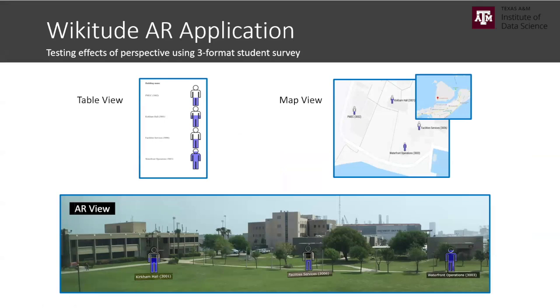So this is what those table, map, and AR views look like for the survey. This was our first location. This quad here actually doesn't look like this anymore. They're building a new engineering building. It's like right here. I think it's going to be nice, but the green space was nice too. The building's probably going to be, we need the space. We got a lot of engineering students coming down to Galveston these days.